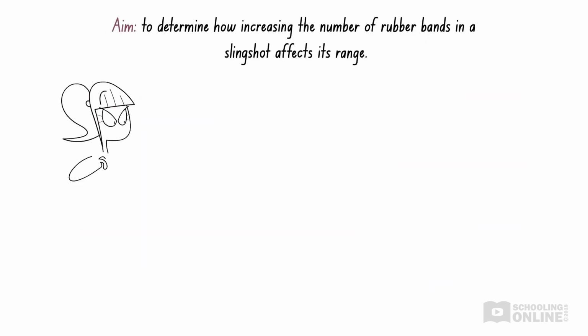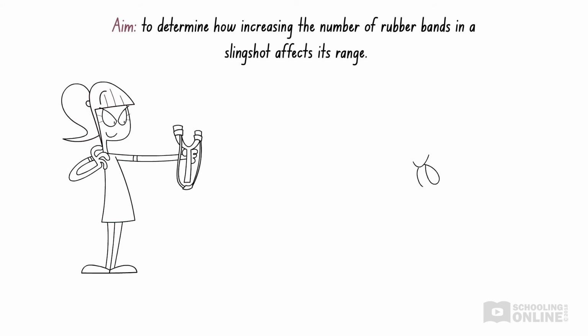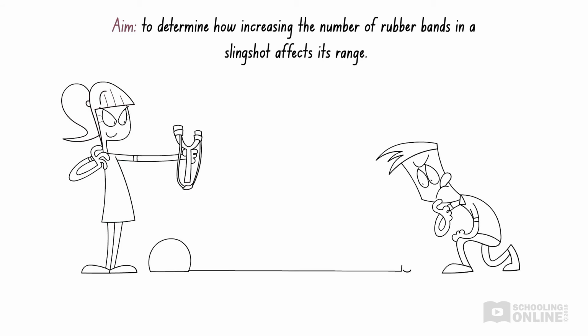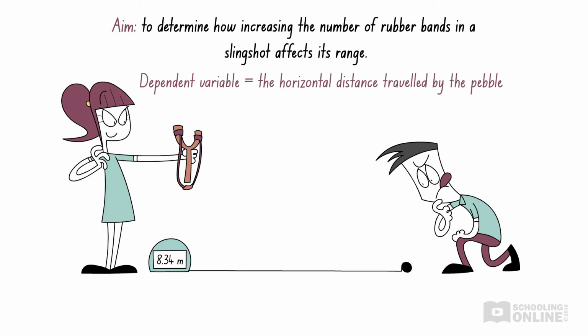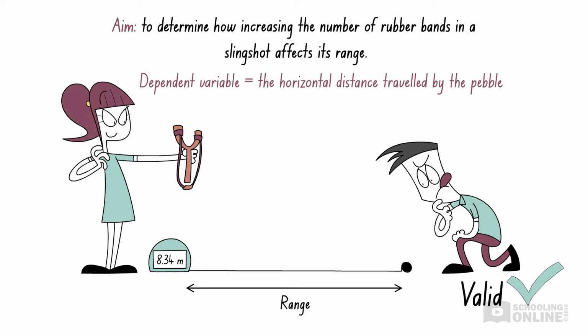Let's return to our experiment involving the slingshot. Remember, the aim was to determine whether adding more rubber bands to a slingshot increases its range. To achieve this, we measured the distance from where the pebble was launched to where it first hit the ground. This is valid since we directly measured the range of the pebble. As it turns out, there are other ways to determine its range.